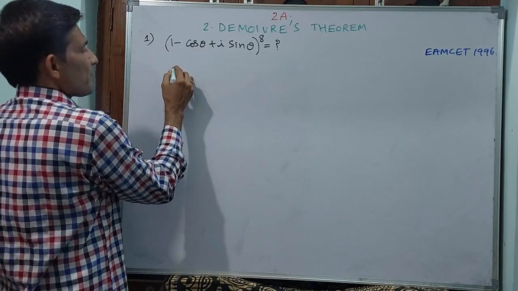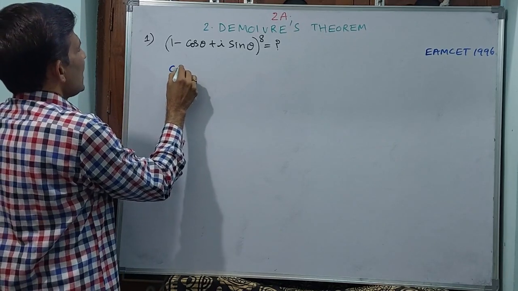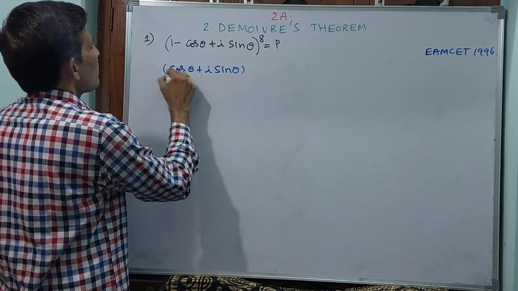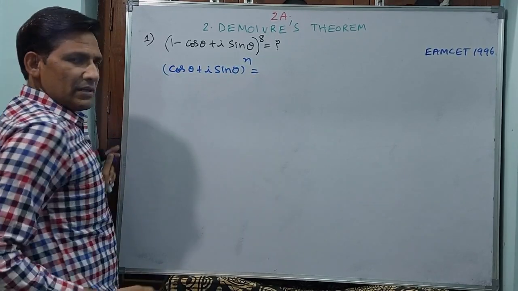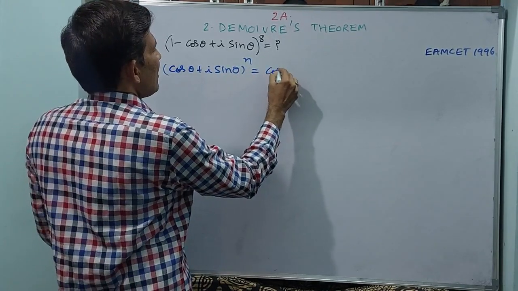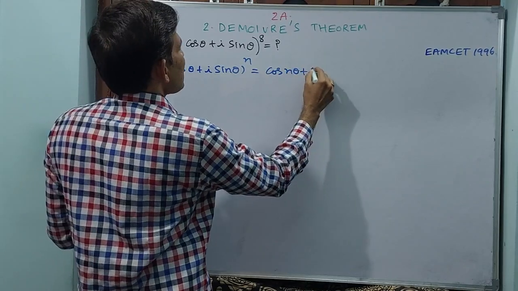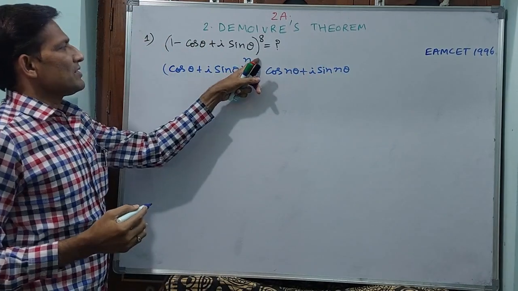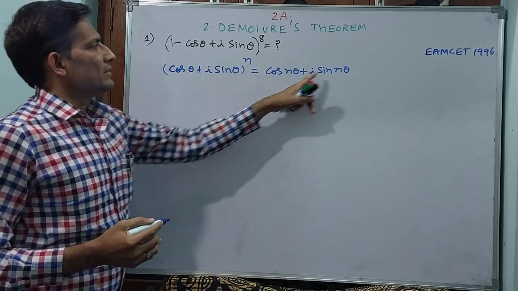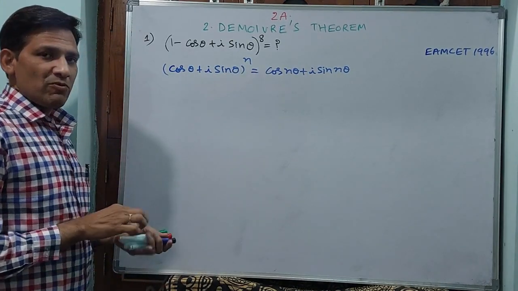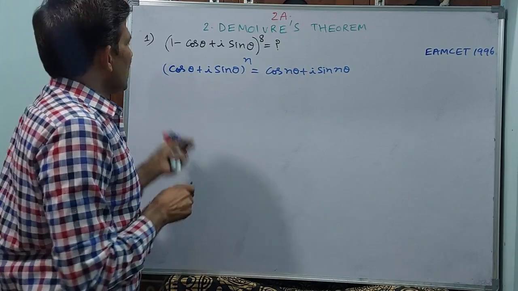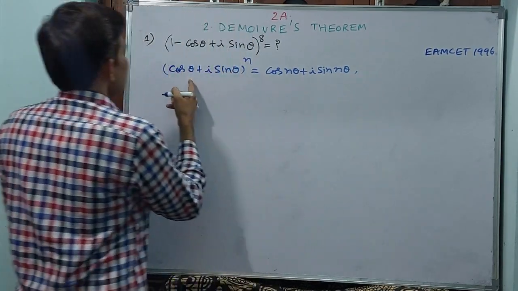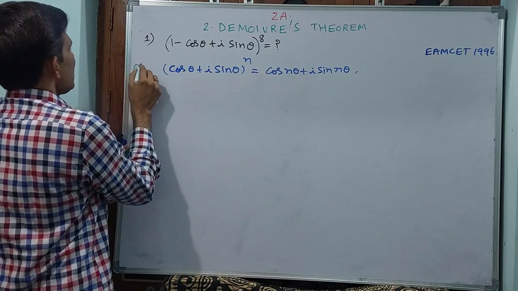See what I am writing. (cos theta plus i sin theta) whole to the power of n is equal to cos n theta plus i sin n theta. That means this n will come and multiply with the angle theta. This is the standard De Moivre's theorem. This is also called CIS. The original is CIS theta.